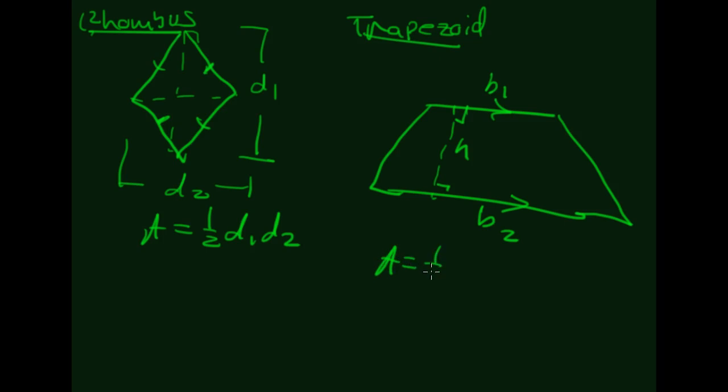This area is 1/2 the sum of the bases times the height. So literally here you're taking the average of the two bases and multiplying it by the height. So we'll do some justifying of this as we move through the course. But there's your basic formulas for area of triangles and quadrilaterals.